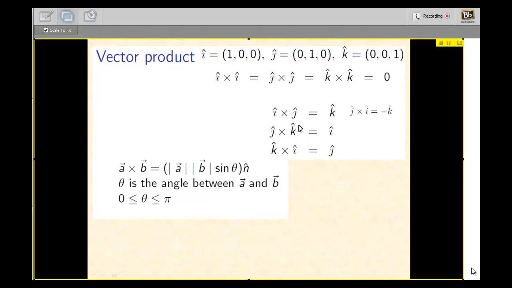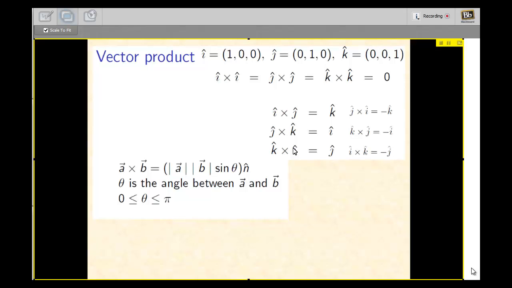So what happens if we take a negative of any j? What happens? j cross i will be equal to minus k. Similarly, k cross j will be equal to minus i, and i cross k will be equal to minus j. So this is the way to write a cross product.